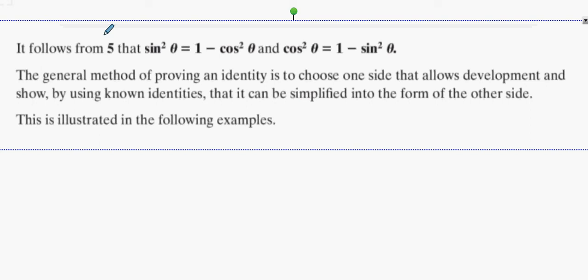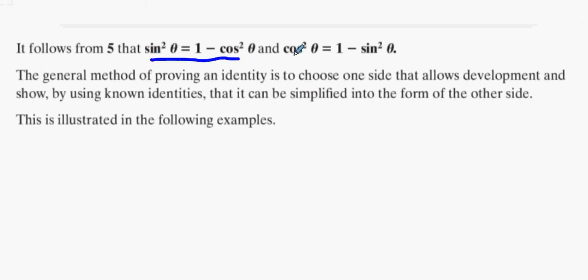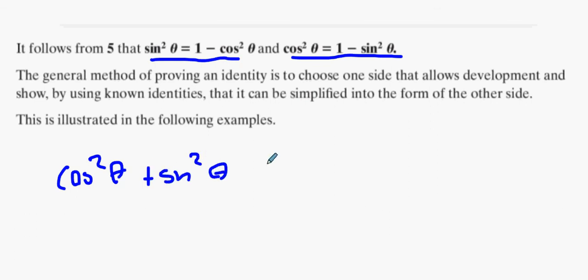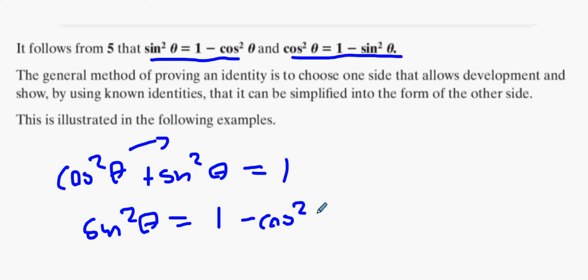Follows from 5. Oh yeah, this is very easy. These two here are very simple, but I'm also going to show you a little add-on from these. So remember we have cos squared theta plus sine squared theta equals 1. Well, just move over the cos squared theta. Sine squared theta on its own is going to be 1 minus cos squared theta.